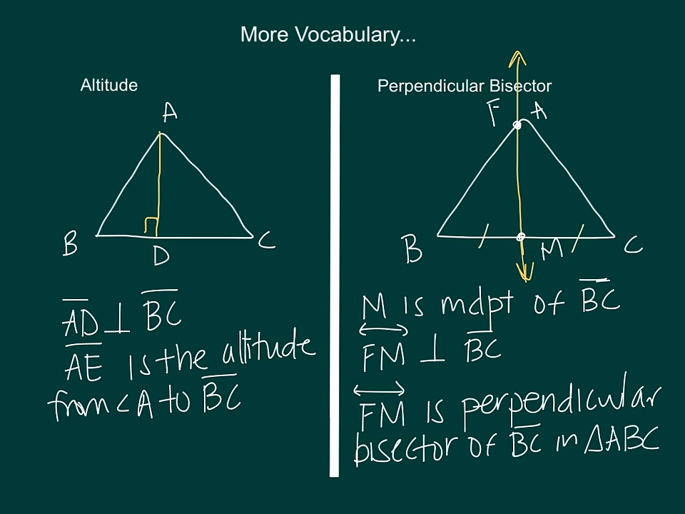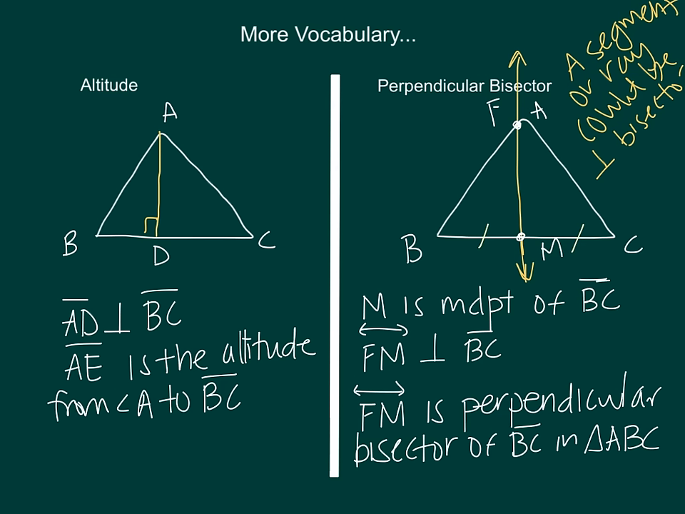Now, we have a line in this case, but it's also important to know that a segment or ray could be the perpendicular bisector as well. So a segment or ray could be a perpendicular bisector of a side in a triangle. Now, the difference is here.